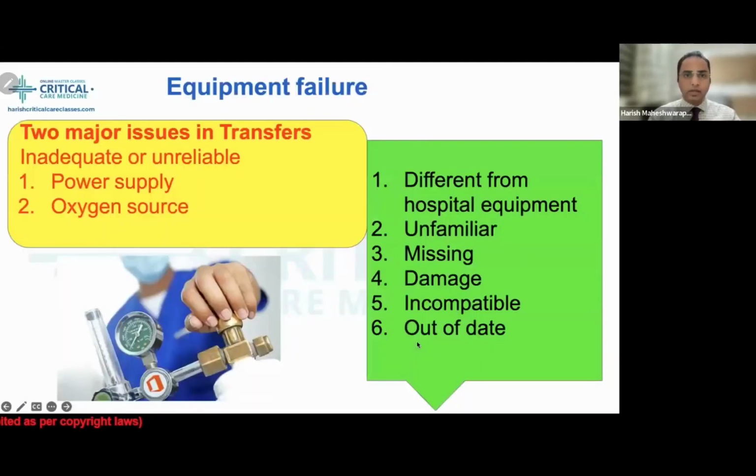We'll go one by one through the risks involved, that is, the technical risk during the transfer. This may be related to equipment failure.